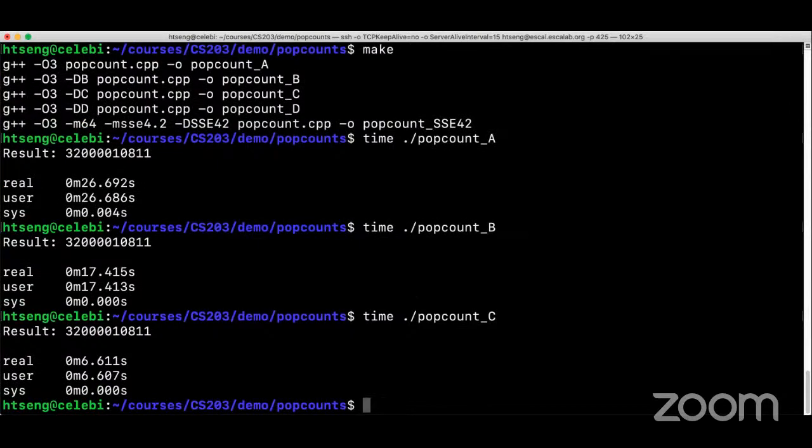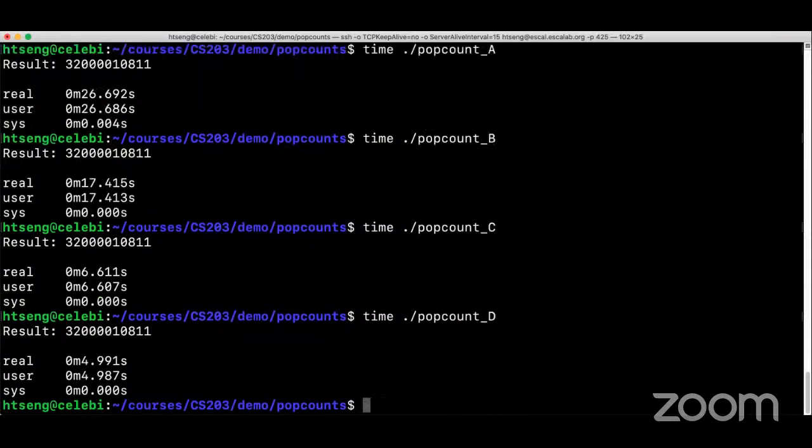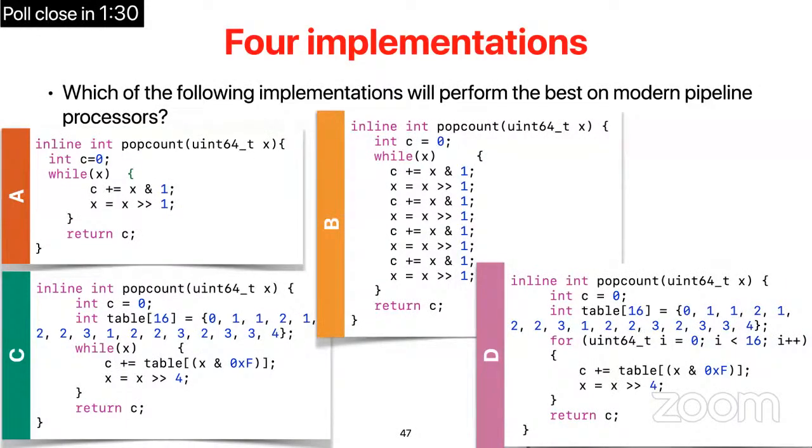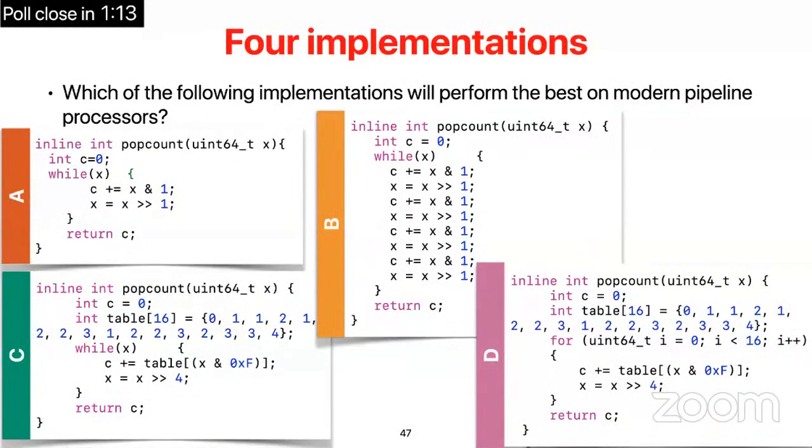Now for version C, wow, a lot of you chose that one. It's actually pretty fast, 6 seconds. Now for version D, the most ugly one, how much time will it take? It takes only 4.9 seconds. So now look at the code again, which I shared with you. The answer is that D is the fastest one, even though it looks so ugly and has a for loop that looks very redundant compared with using while x. But there is a reason why it is faster, and we will leave the solution and the discussion regarding this to the next lecture.